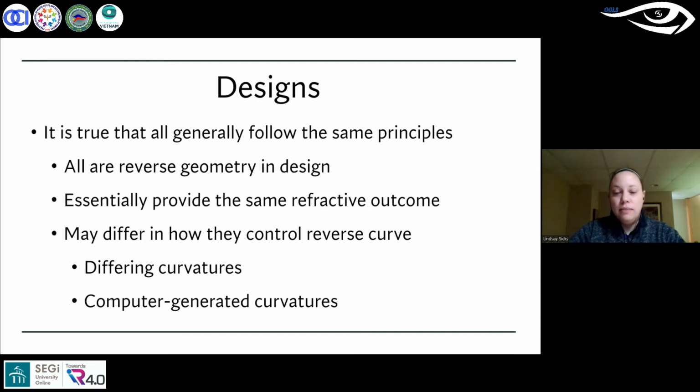They all aim to reduce myopia. The lenses themselves can differ in how they control their reverse curve. So they may have different curvatures between designs. Some may have computer-generated curvatures. And this can affect not only how quickly your patient gets to their endpoint, but also the treatment zone size and things like that.